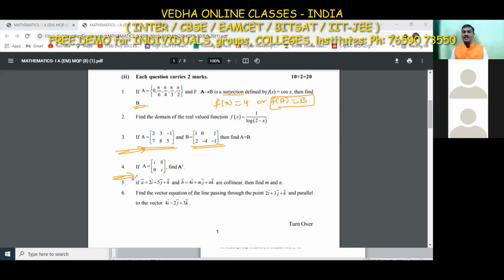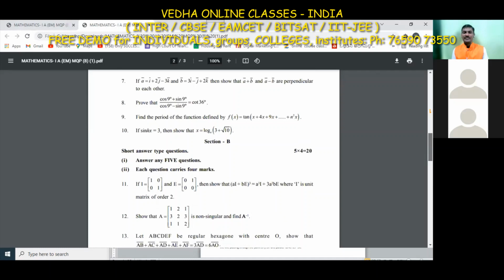Next, the fifth question we get from vectors, addition of vectors, a collinear problem. This collinear problem we get from the addition of vectors. Next, the 6th question: find the vector equation of the line passing through a point and parallel to the other vector. This is also from the addition of vectors. So from addition of vectors we are going to get 2 questions. The addition of vectors chapter is also very important here.